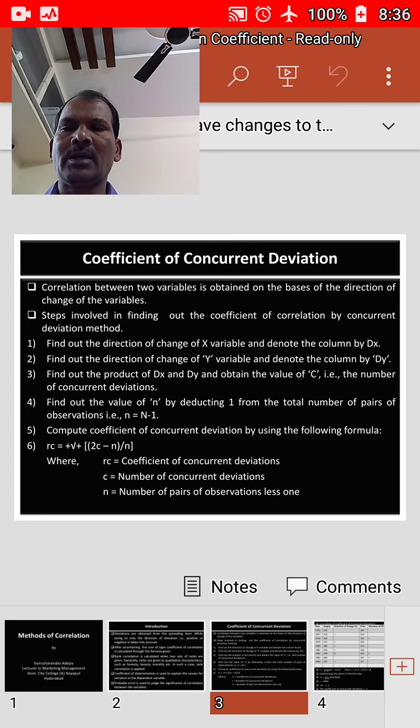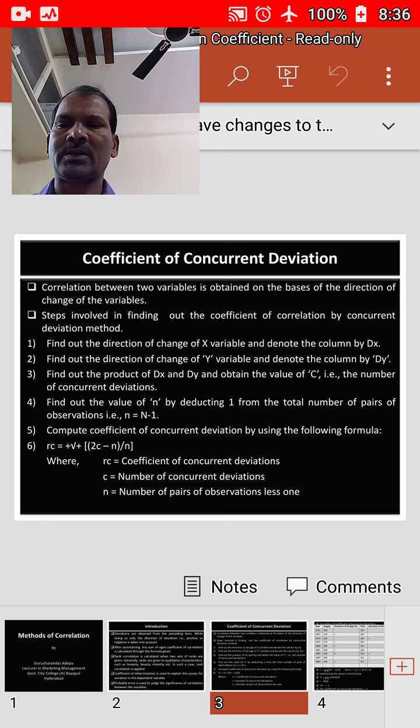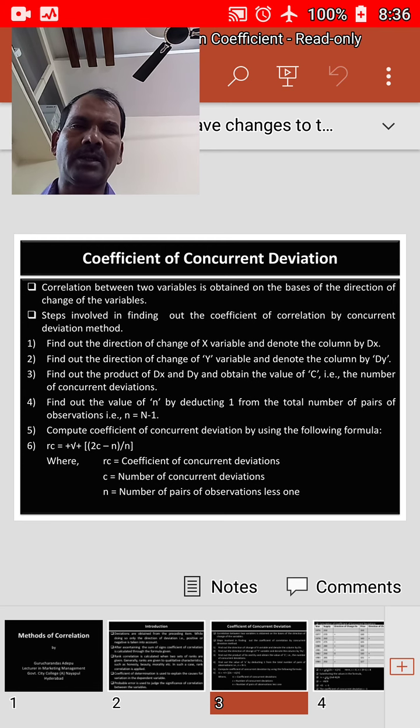In the fourth step, find out the value of n by deducting 1 from the total number of pairs of observations. That is, small n is equal to capital N minus 1. Why we are deducting 1 is that we are not getting any value for the first one because of lack of a preceding value.